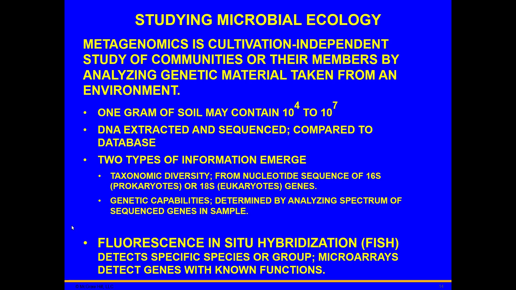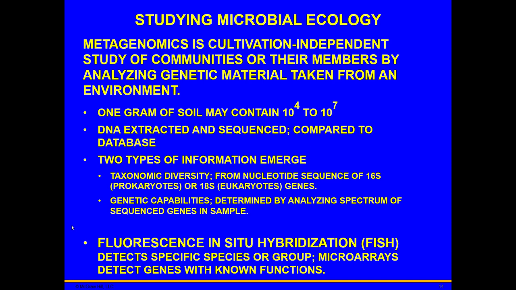See, metagenomics is a cultivation-independent study of communities or their members by analyzing genetic material taken from the environment. One gram of soil, for example, may contain anywhere from 10 to the 4th to 10 to the 7th microbial cells. DNA is extracted, then sequenced, and it's compared to a database, basically what we have isolated and know. You know, the sequence for bacteria that release lipid hydrolyzing enzymes, those that break down and make bacteriocins, et cetera, et cetera.